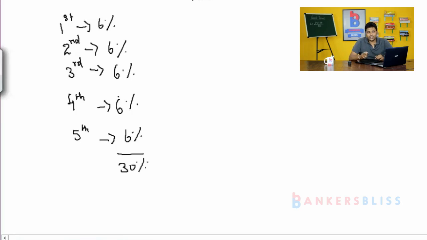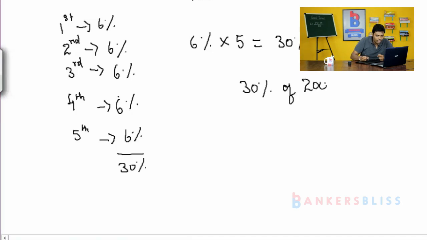So, instead of using the formula you use this concept. Per year you calculate 6%, and for 5 years you multiply it by 5, you will get 30%. So, 6% into 5 years, 30% altogether. So, directly you calculate 30% on the principal amount, that is 30% of 200. So, 10% into 3, orally you can do it. We have already discussed these things in percentages. So, 10% of 200 is 20, 20 into 3, which is equal to 60.